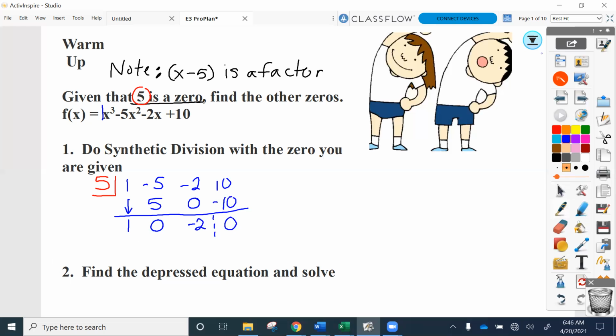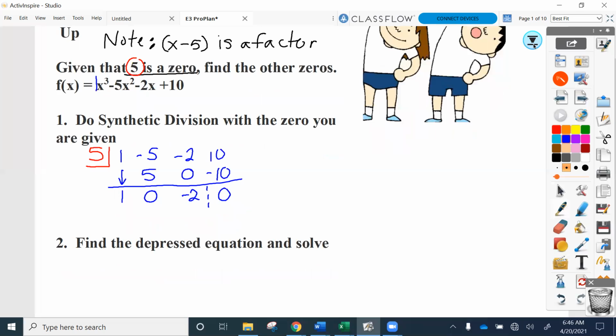So the depressed equation in this case, since we started out with a cubic, we're going to go 1 down from a cubic, which would be square. So this would be 1x squared plus 0x minus 2. So we can simplify that to just say x squared minus 2.